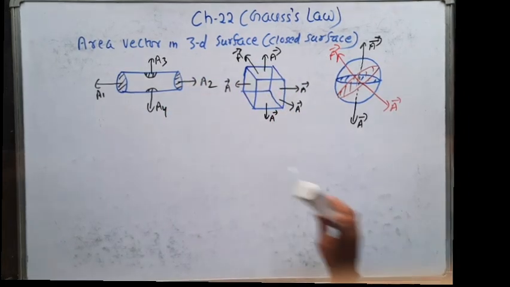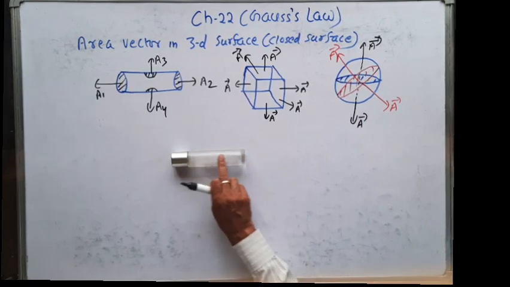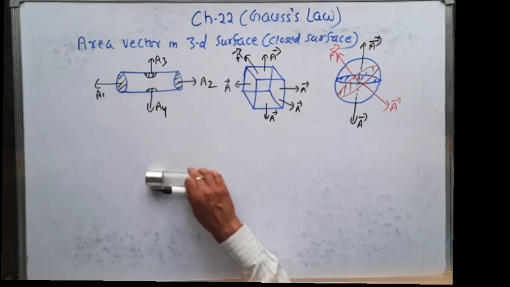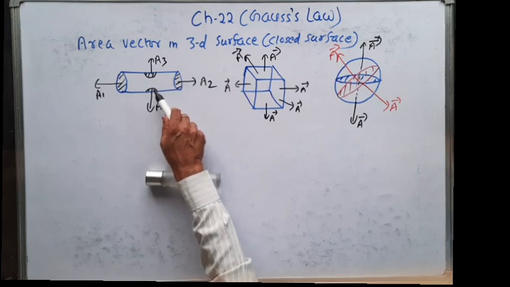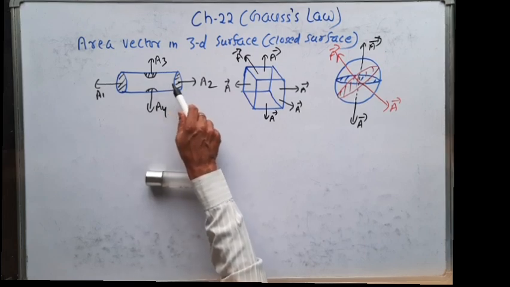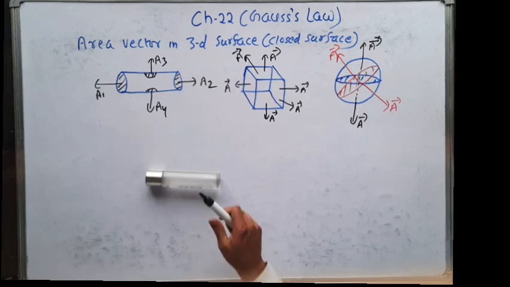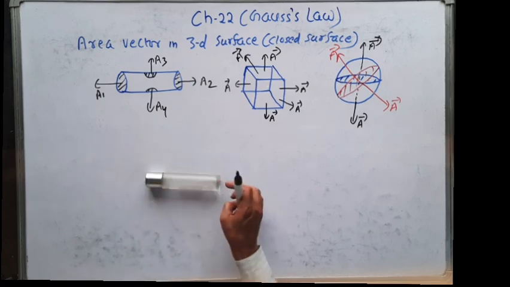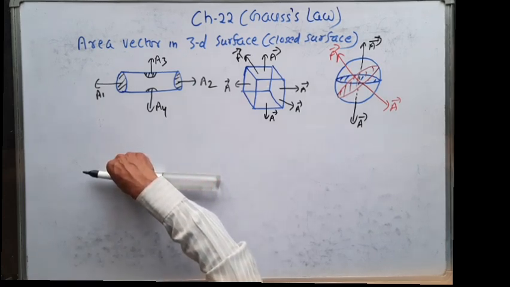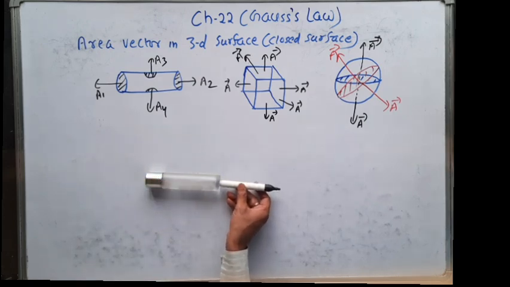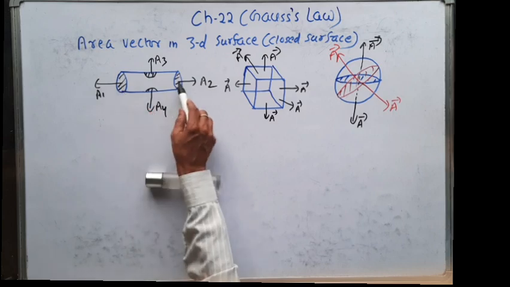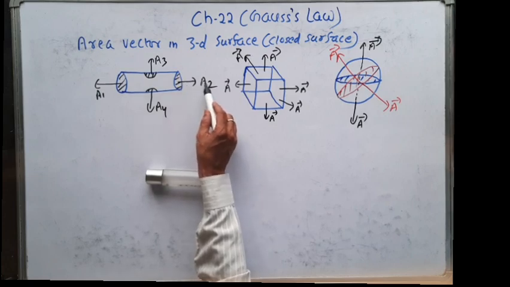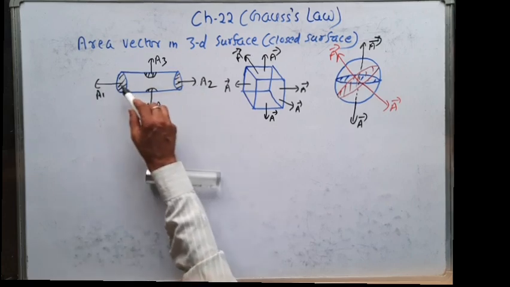For example, if you take a cylinder, you see this cylinder is a three-dimensional figure, so it occupies volume. In the cylinder there are two sides, this base and top. So this is a circular area. Here the area vector is perpendicular to the surface. You see there are this end and this end. So the area vector is always perpendicular to the areal element. It is always outward. So here A1 and A2 are the area vectors on these two surfaces.